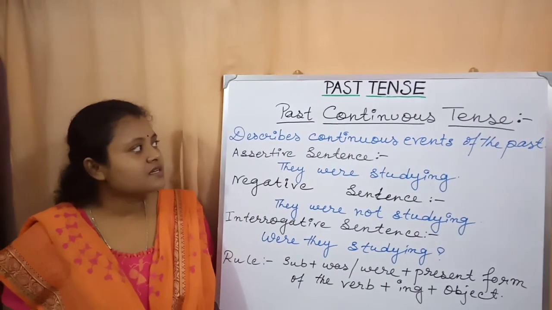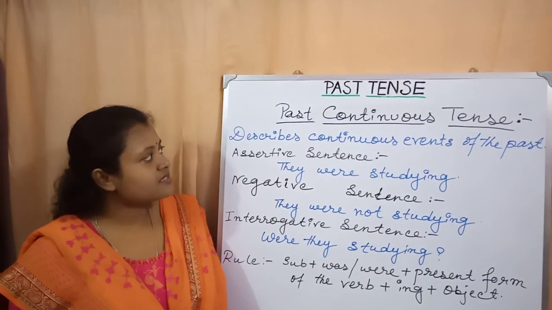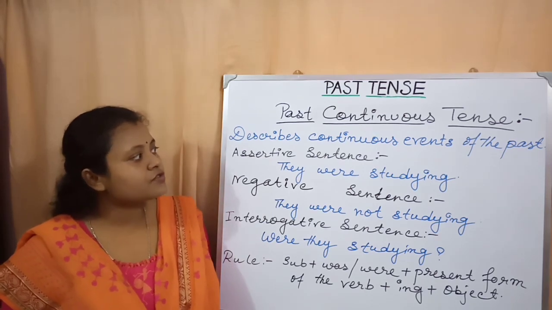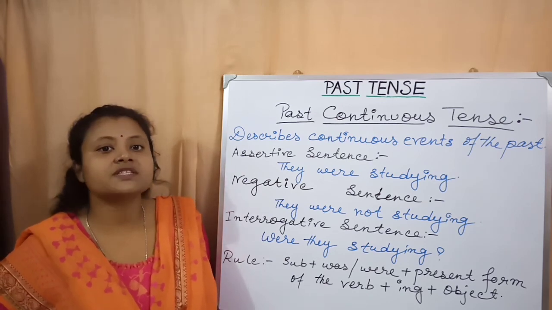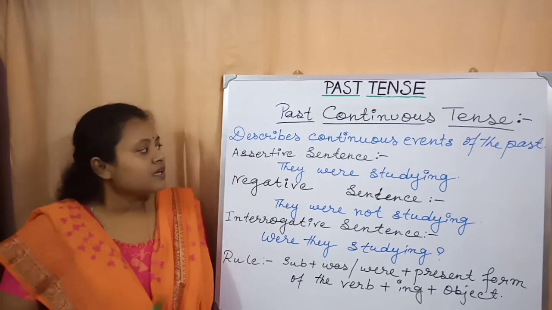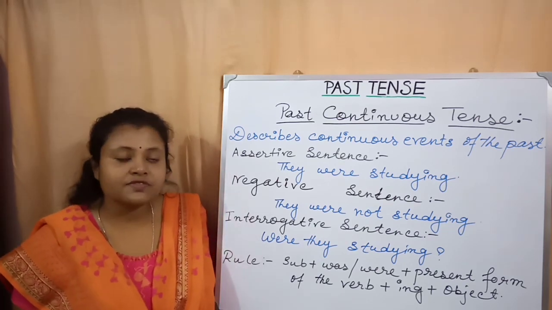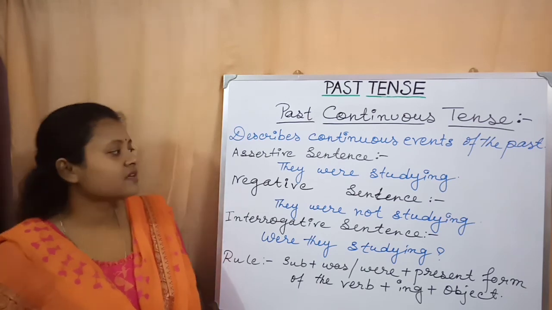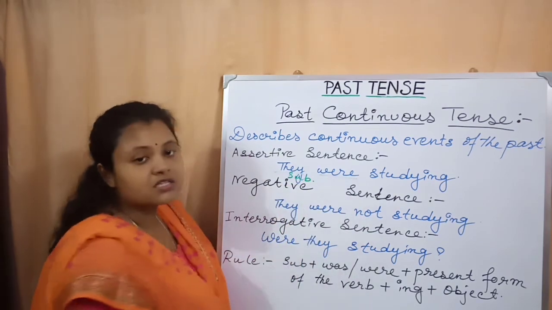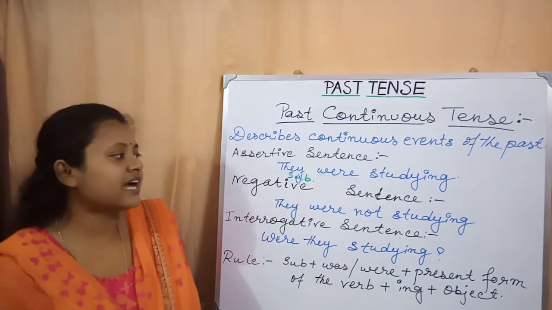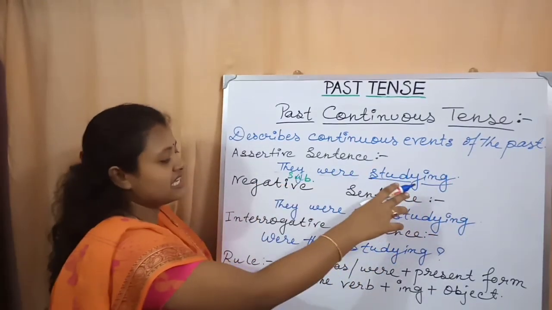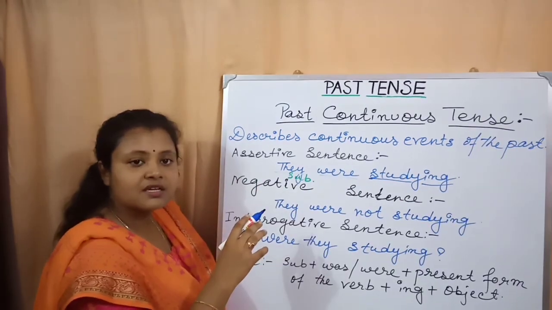Now let's come to the second type of tense, that is past continuous tense. What is past continuous tense? This tense refers to the continuous events, continuous action that was going on for some time in the past. In assertive sentence, how will you write this type of sentence? They were studying. So it is the subject. After that was or were you have to write, and after that the present form of the verb, after that ing. They were studying.